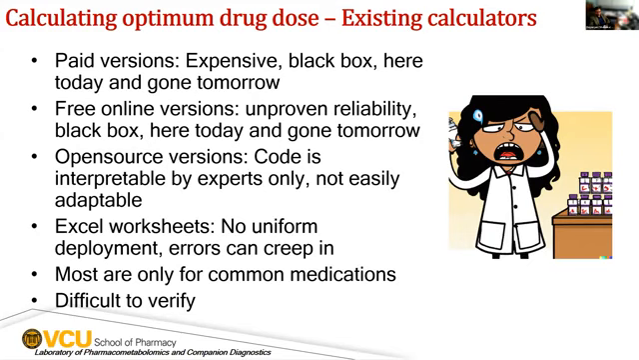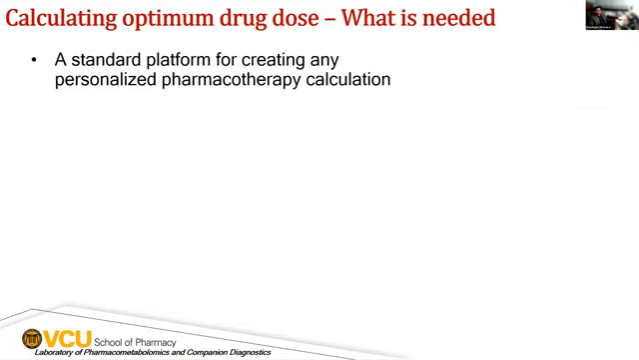Okay, if these are the problems with existing calculators, what would we look for in a calculator if we can build it from scratch? Ideally, we would want a standard platform that can be used for creating any personalized pharmacotherapy calculator, as well as any application relevant to healthcare. Because students and clinicians don't have time to learn all these multiple different platforms. They want one standard, stable platform that they can apply to solve most of their clinical problems, including pharmacotherapy calculations.